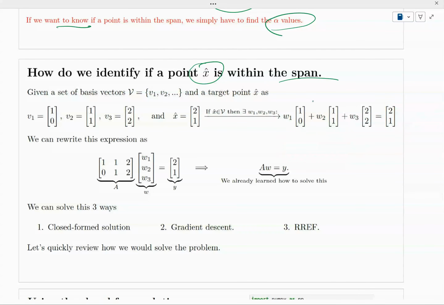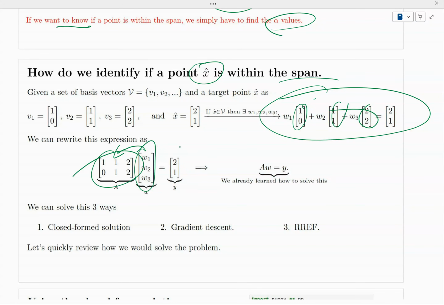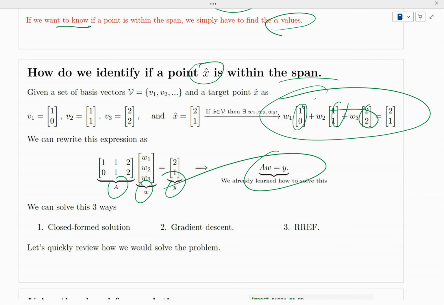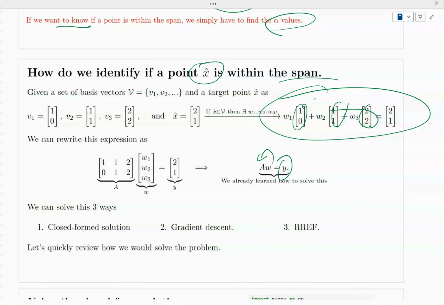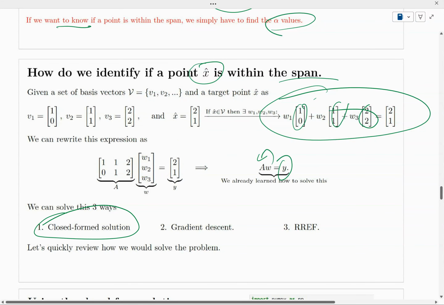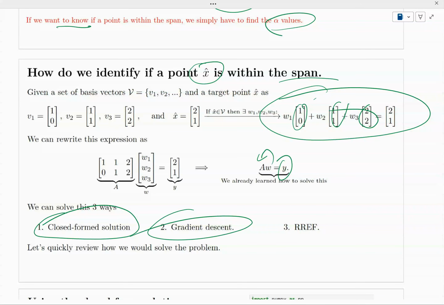Okay. Now we can rewrite this expression. We pull out W1, W3, and that multiplied by this matrix will give us 2, 1. I'm going to represent this matrix as A, this is W, this is Y. All we have to do is solve for W. We've done this many times, right? If you can solve for W and the result of W multiplied by A is equal to Y, that means it's within the span, right? We can solve this many ways, like closed form solution, which you may remember from that. We can use gradient descent to see if it comes close enough, or you can solve it from REF.